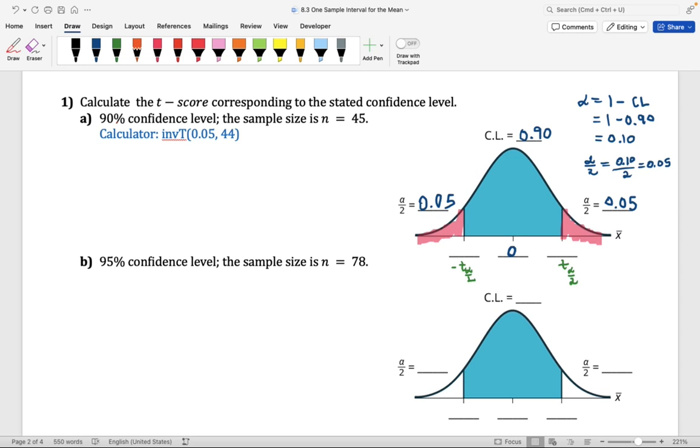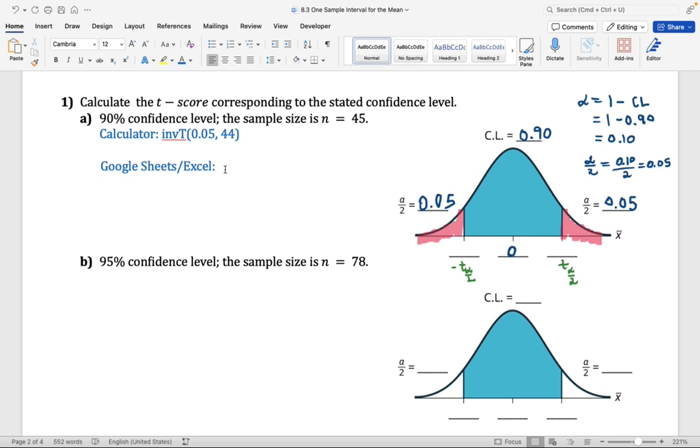Now, if you're using Google Sheets or Excel, you're going to type in equal T.INV on an empty cell. You're going to open a parenthesis. And again, you're going to need to enter the area to the left of the t-score you're trying to find. The area is always going to be alpha divided by 2. In our case, the area is 0.05. And then it's going to ask you for the degrees of freedom. Again, degrees of freedom is n minus 1. So 45 minus 1 is 44.